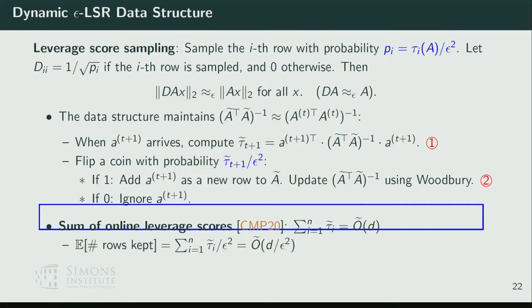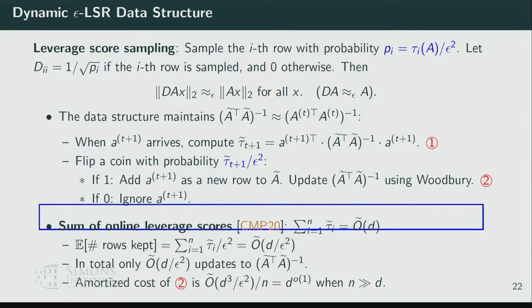So this means even though we are sampling in an online fashion, so it's not exactly the same as leverage score sampling, still the expected number of rows that we keep is D over epsilon squared. So in total, we only do this update operation D over epsilon squared times. And each time we do this update, it takes D squared time. So this gives the D cubed term that I mentioned in the statement. And this is very small if you amortize it over poly n number of iterations.